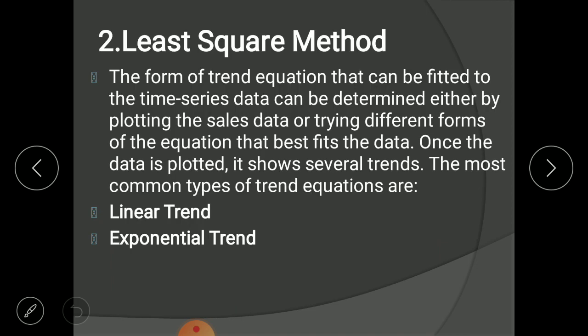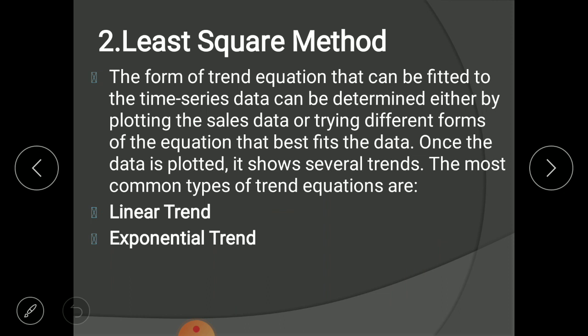Now let us see the second method under the trend projection method, that is the least square method. The form of trend equation that can be fitted to the time series data can be determined either by plotting the sales data or trying different forms of equation that best fit the data. Once the data is plotted, it shows several trends. The most common types of trend equations are linear trend and exponential trend.